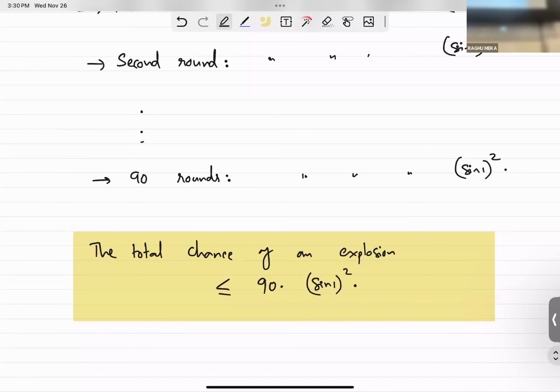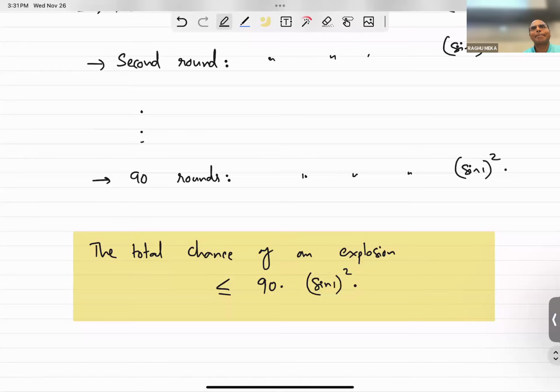The first time it appears is, so the chance that you die in the first round is sine 1 whole squared. The chance that you die in the second round is sine 1 whole squared again, and so on, right? So the total chance that you would die is at most 90 times the chance that you would die in a single round. At most. You can also come up with an exact bound, but we don't need an exact bound for now.